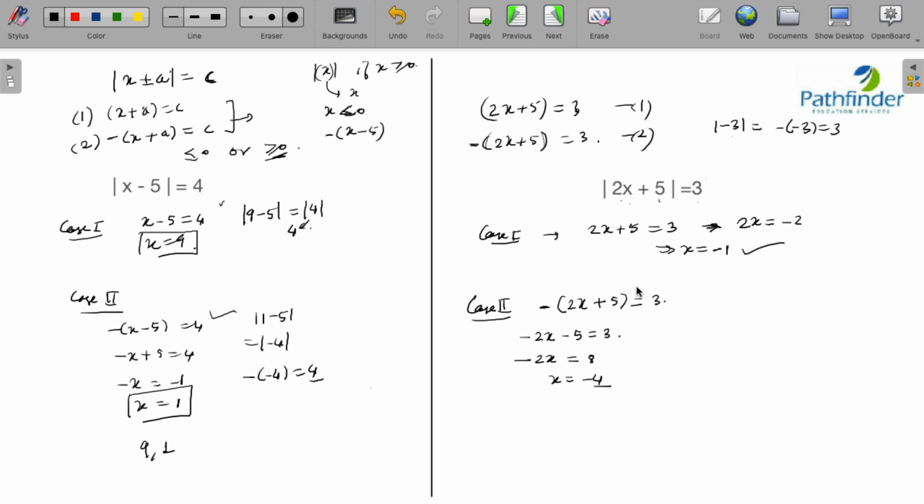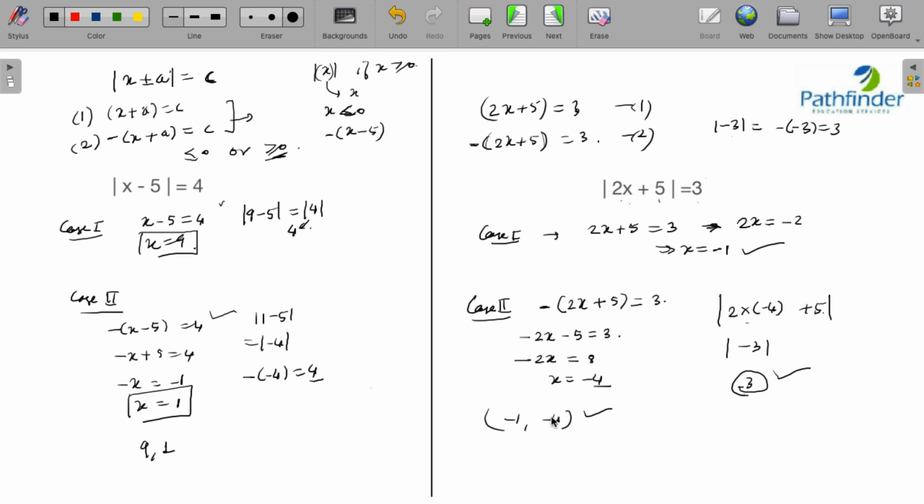So again, put x is equal to minus 4 here. We get 2 into minus 4 mod plus 5 on the left hand side. So minus 8 plus 5 is minus 3 on the left hand side, and mod of minus 3 is equal to 3, which is equal to the right hand side. So both values of x, minus 1 and minus 4, are acceptable values in this particular case.